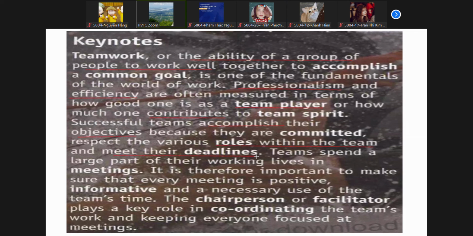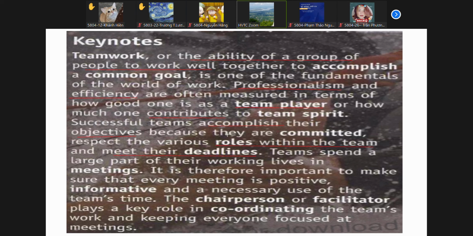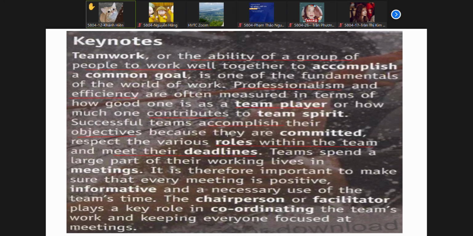Now the next thing is, because we mentioned teamwork and the team player, we have to mention the team meeting. So why is team meeting very important to teamwork? Let's look at the last sentence. Why is meeting very important to teamwork? Okay, now can you once again? I think meetings are important because teams spend a large part of their working lives in meetings.